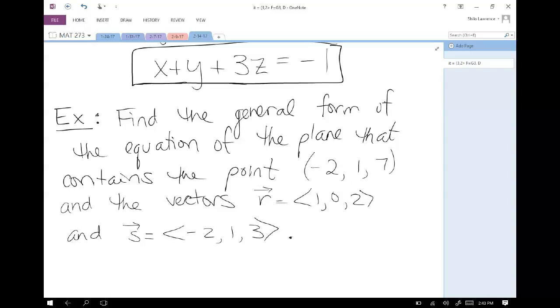So we need a point and we need a normal vector. They gave us a point, they did not give us a normal vector. They gave us two vectors that are in the plane. How can we find a normal vector?